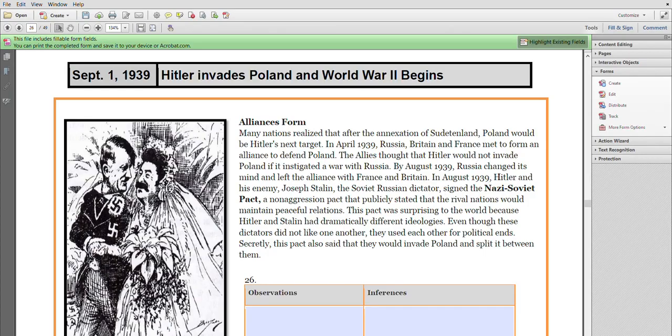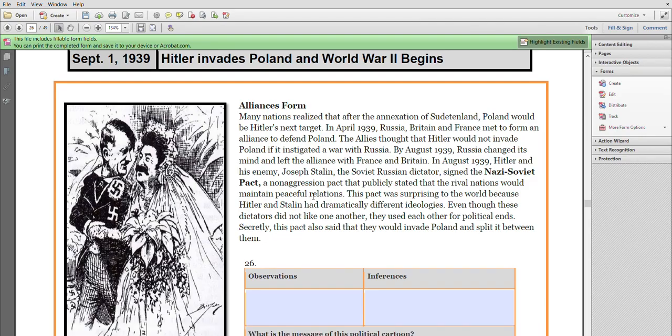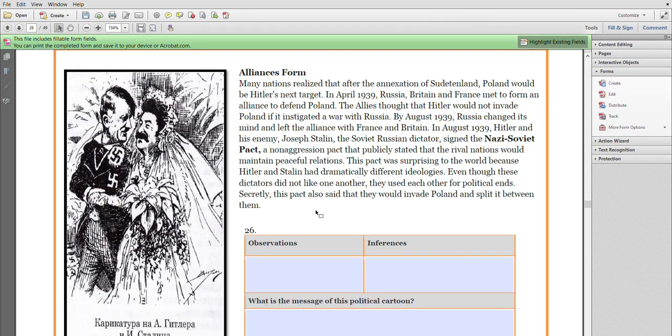In August 1939, Hitler and his enemy Joseph Stalin, the Soviet-Russian dictator, signed the Nazi-Soviet Pact, a non-aggression pact that publicly stated that the rival nations would maintain peaceful relations. This pact was surprising to the world because Hitler and Stalin had dramatically different ideologies. Even though these dictators did not like one another, they used each other for political ends. Secretly, this pact also said that they would invade Poland and split it between them.